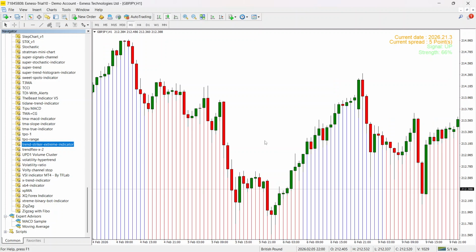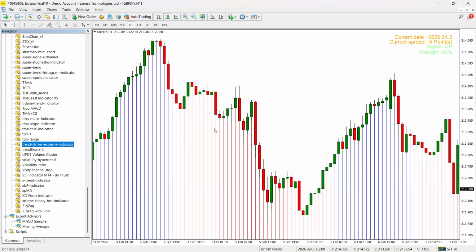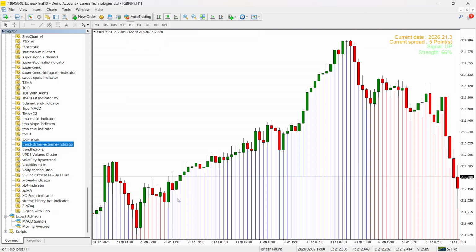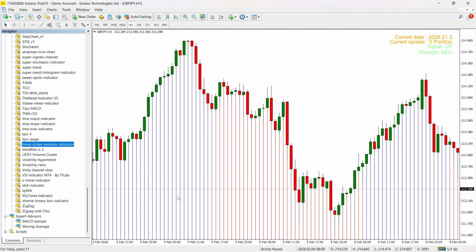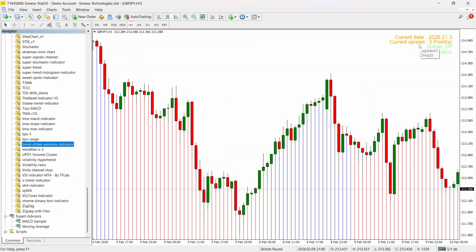Now, the Trend Striker Extreme indicator colors candles according to bullish or bearish pressure and can plot arrows where its internal rules detect potential entries or trend shifts. As you can see here, it plots these lines highlighting the trend, blue for bullish and red for bearish.